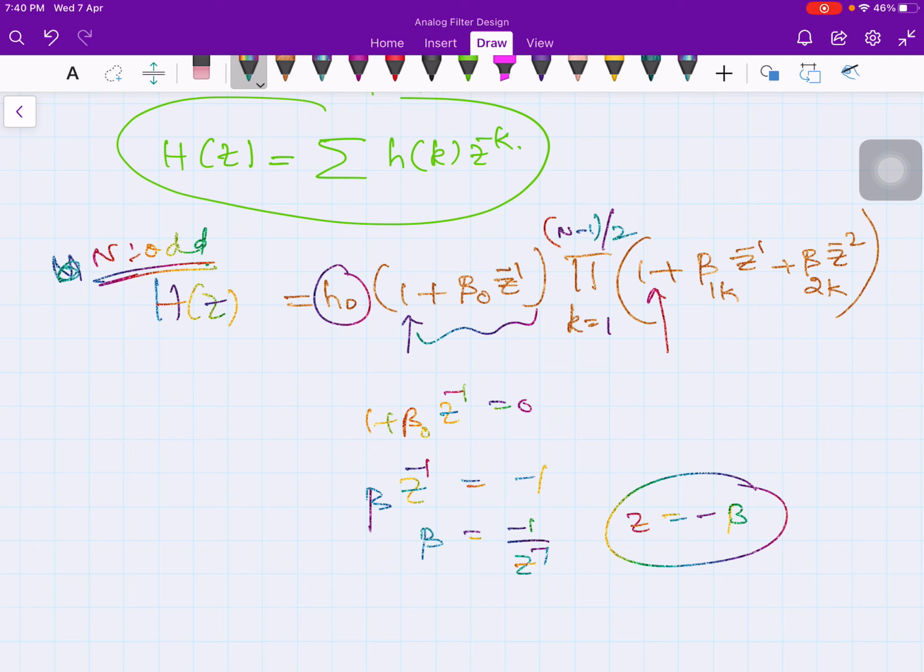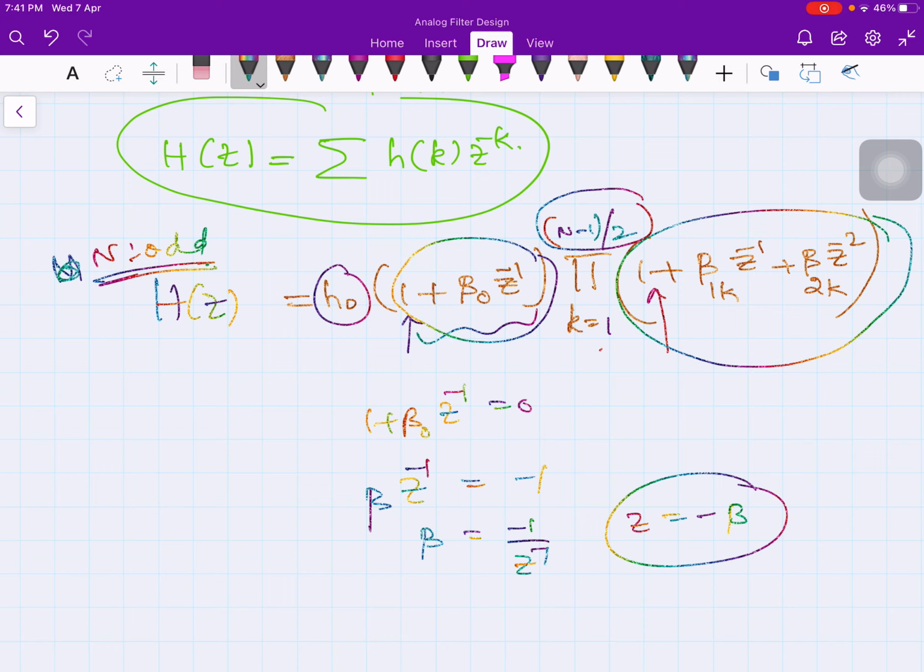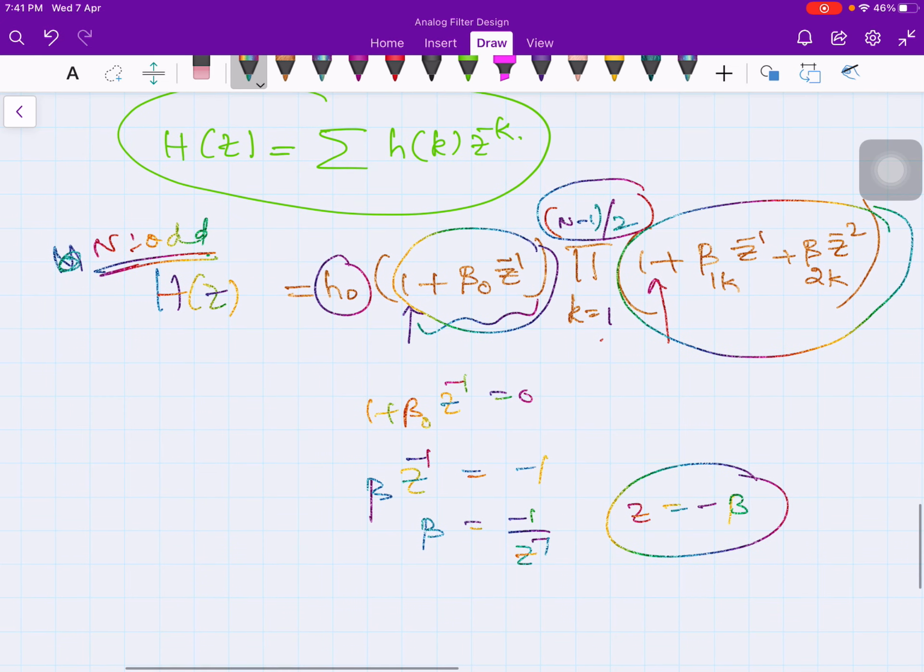And k goes from 1 to (n minus 1) by 2, k equal to 1, 2, 3, and how many such factors? (n minus 1) by 2 factors. If it is a fifth order, then I will have one first order factor and 2 second order factors. Therefore (n minus 1) by 2.